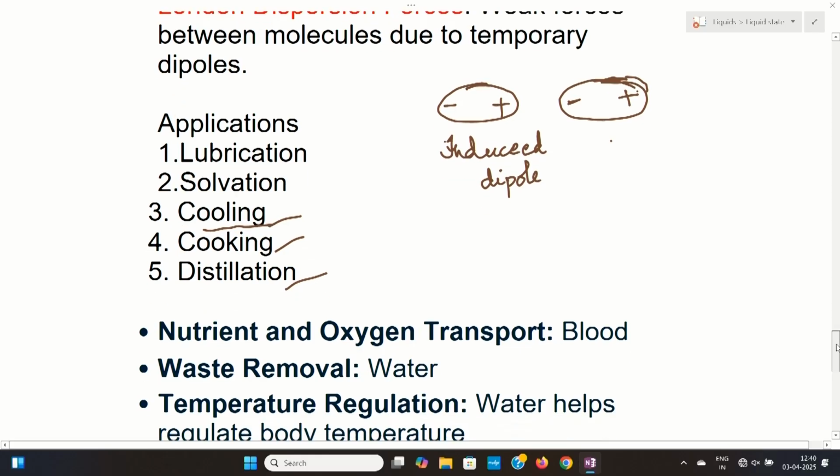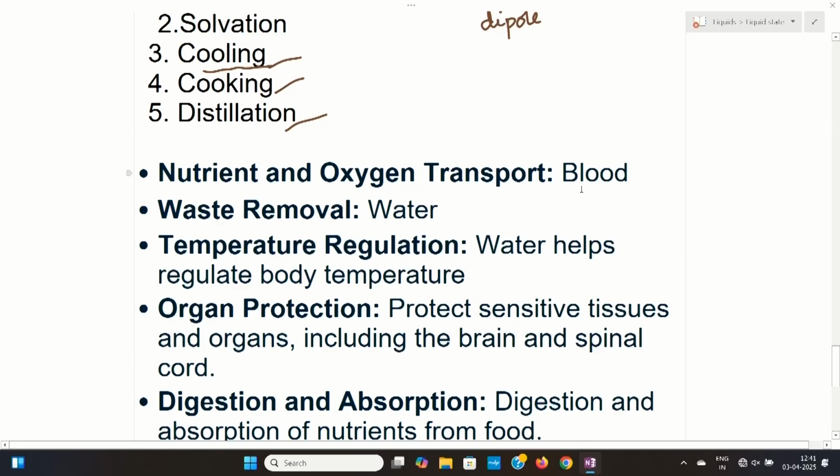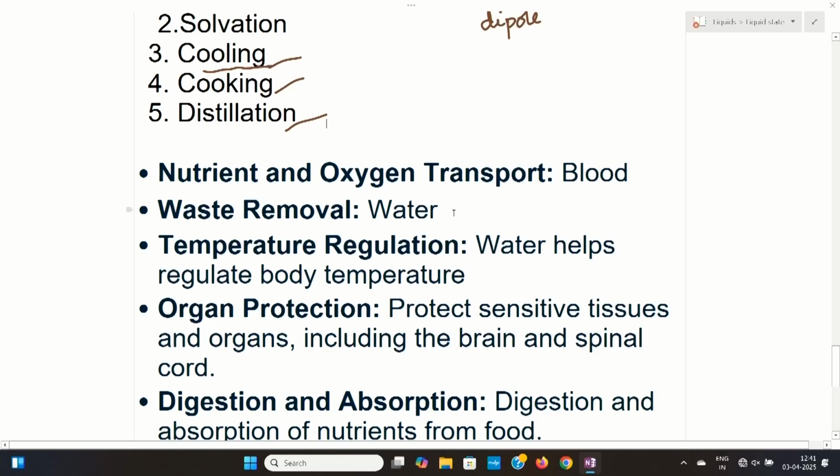Now, these liquids play a vital role in our body also. We know that blood is a liquid, and it is used for the transport of nutrients and oxygen in our body. And one of the important liquids is water. It is used for the waste removal of our body.